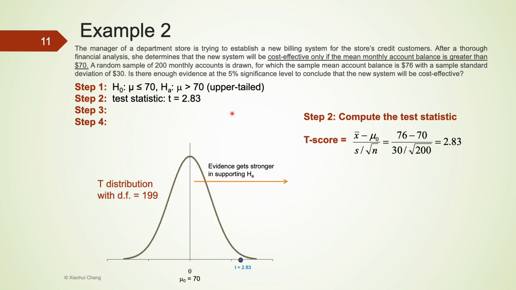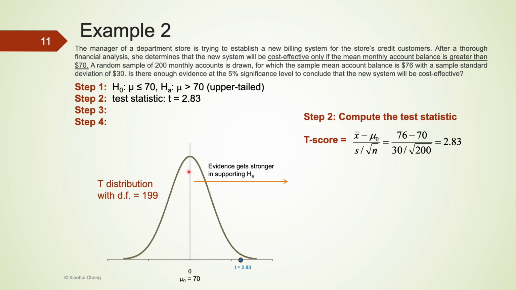Mu 0 is the number that occurred in the null and alternative hypothesis. That's 70. So we plug it here. The sample standard deviation is $30. We plug it here. And the last thing is going to be the square root of the sample size. That's the square root of 200. So we got a t-score of 2.83.